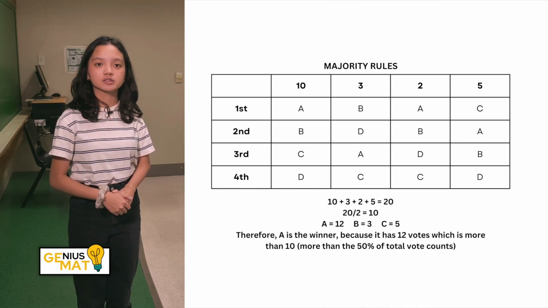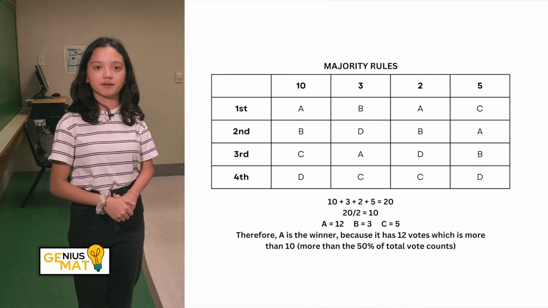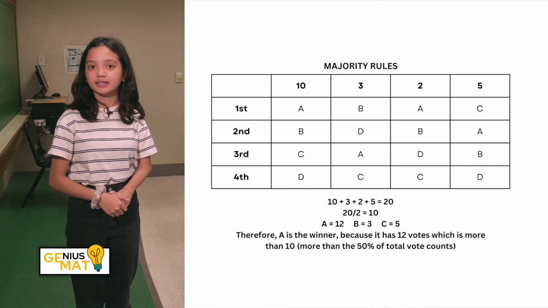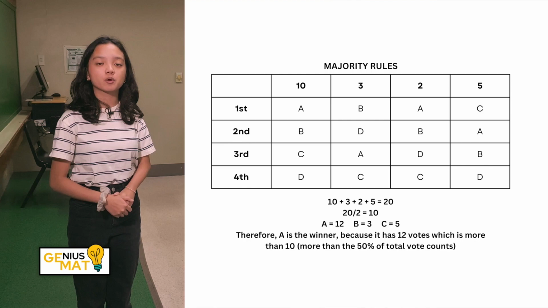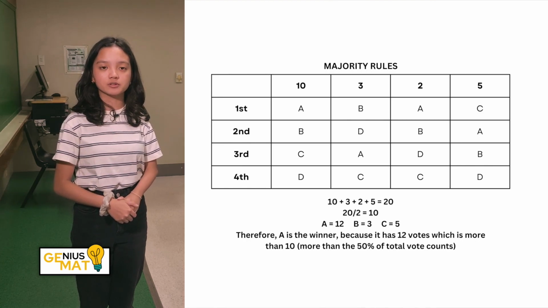A got 12 votes, B got 3 votes, and C got 5 votes. Therefore, we can say that A wins the majority rules because she got more than 10 votes, which is more than 50% of the total votes.